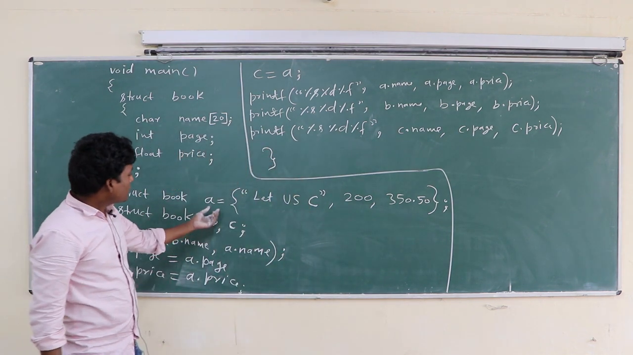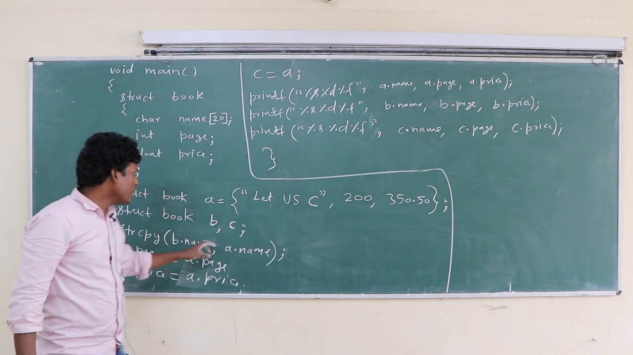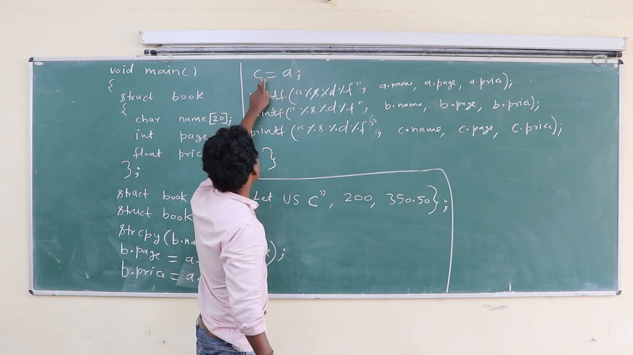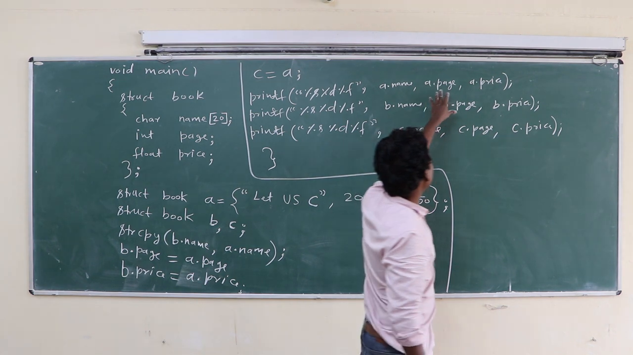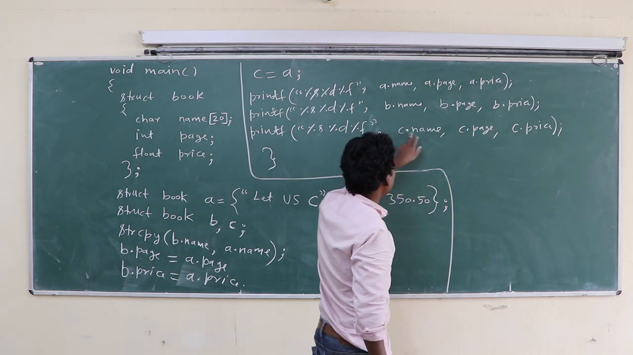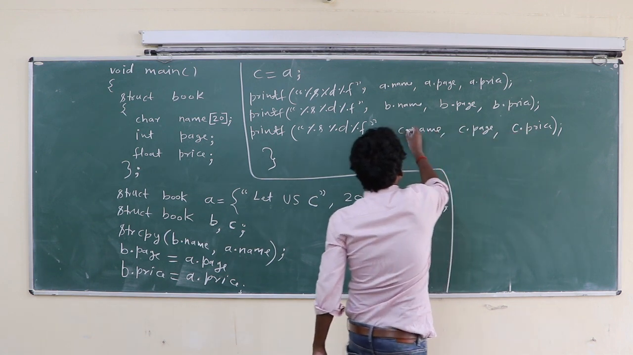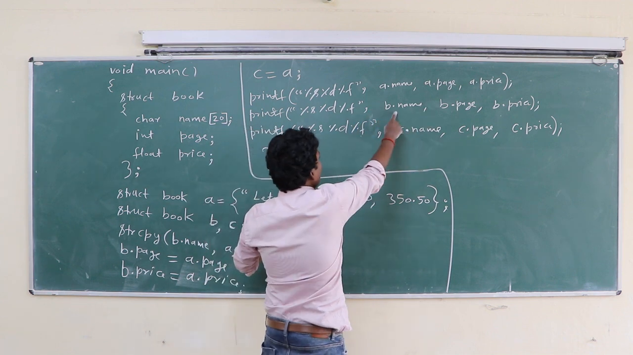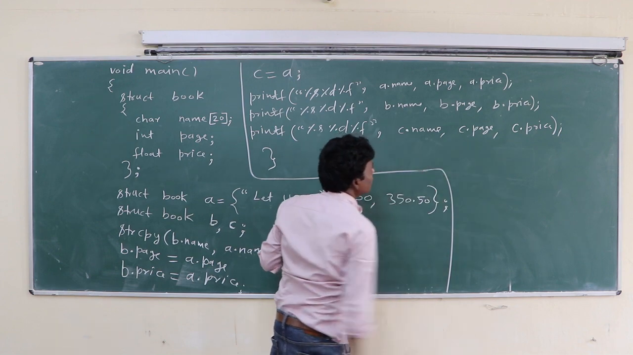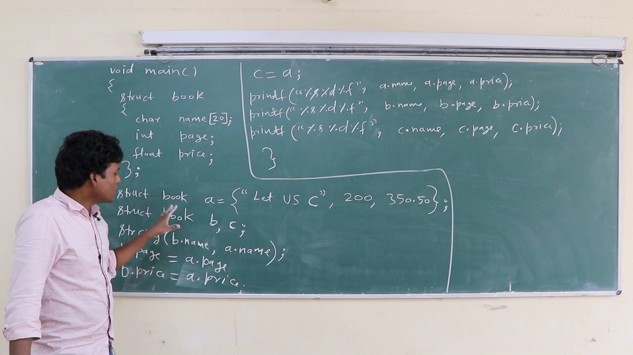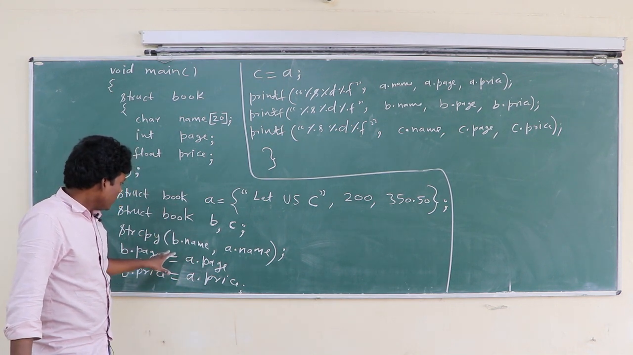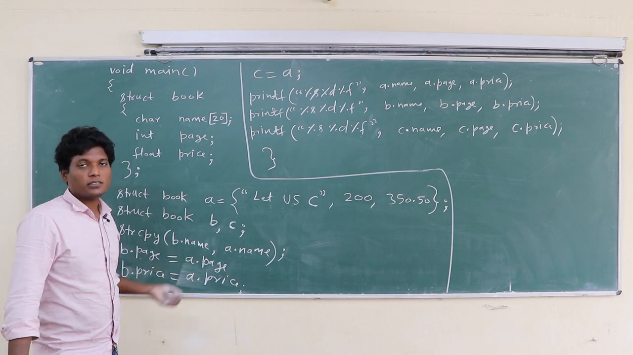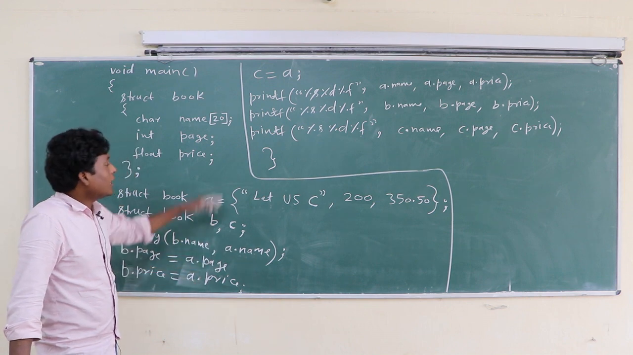Class, contents of A are copied one by one into B, and contents of A are also copied into C in just one go. We print A dot name, A dot page, A dot price, B dot name, B dot page, B dot price, C dot name, C dot page and C dot price. So the content is the same for all three printf. Let us see what is printed: 200 350, again 200 350, again 200 350. From this program you learn how we can copy the contents of a structure variable into another structure variable. One method is one by one, and another method is in just one go.